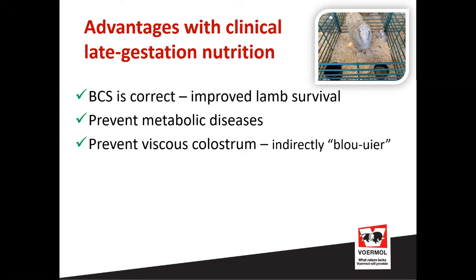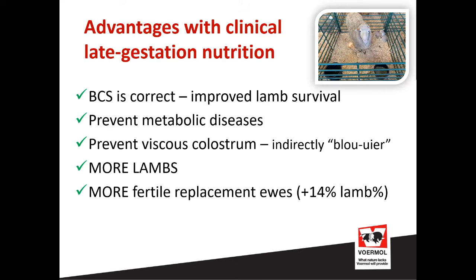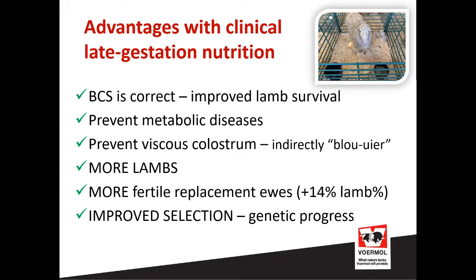At the end of the day, when we're practicing clinical nutrition, we sit with more lambs due to the higher lambing survival percentage. We can practice a stricter selection. So we sit with more fertile replacement ewes, so that can easily increase your lambing percentage by 14% on that younger group of ewes. And then, yes, you can improve your selection. You've got genetic progress and a sustainable growing herd at the end of the day.